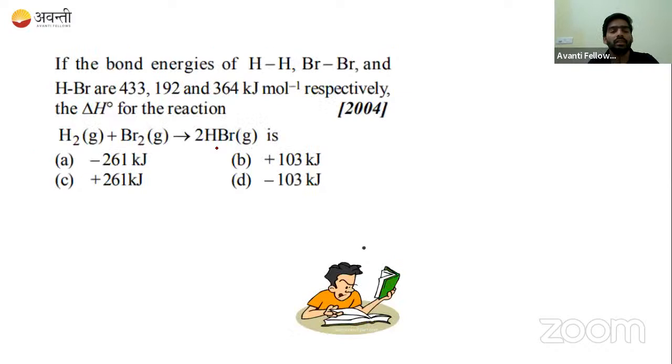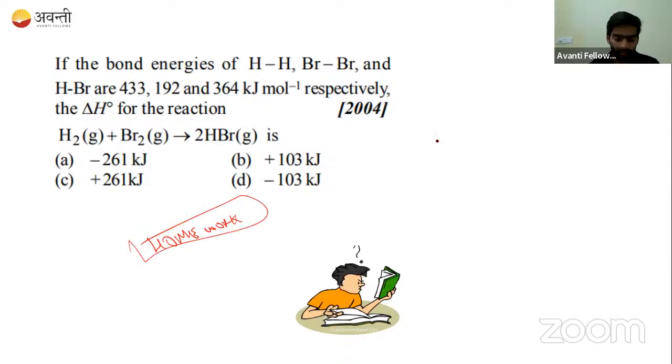So this is another one. If the bond energies of H-H, Br-Br, and H-Br are given, it is asking for the enthalpy of the reaction. So this is another homework question for you. Note down the question. Try it.